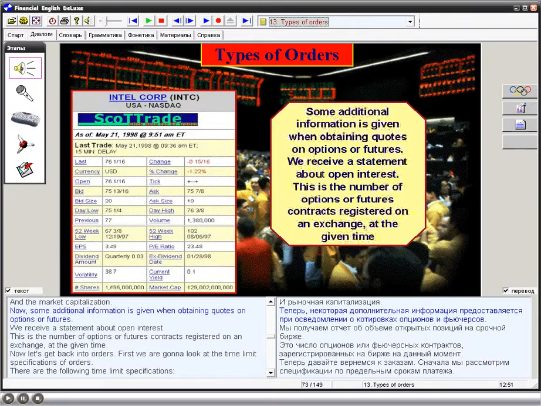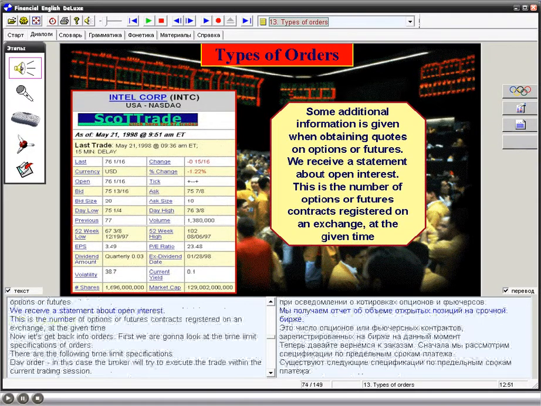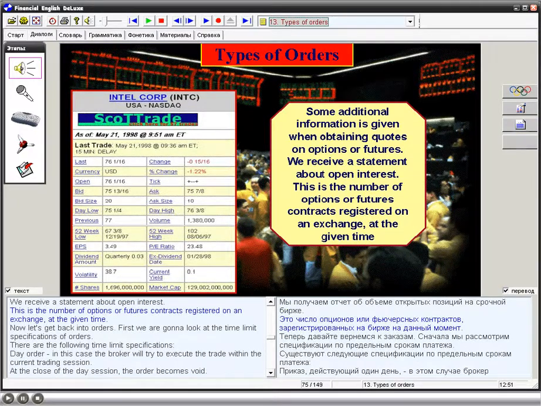Now, some additional information is given when obtaining quotes on options or futures. We receive a statement about open interest. This is the number of options or futures contracts registered on an exchange at the given time.